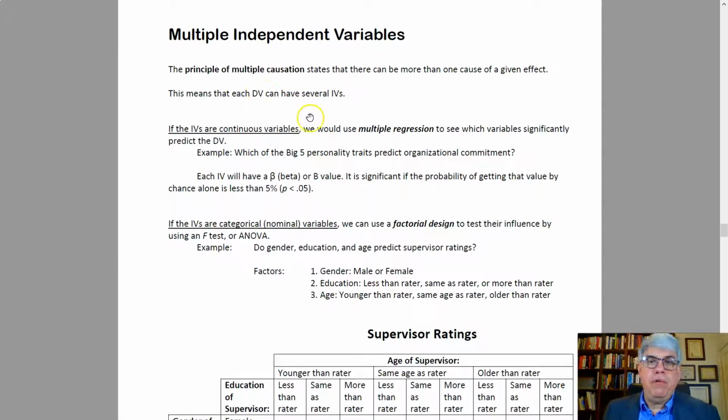Now, this relates to what's known as the principle of multiple causation. It states that there can be more than one cause of a given effect. And this is really important because there's a fallacy in our thinking that if something happened, there's one main cause and really only one cause of it. But that's not true. We look at all kinds of factors that can influence something. We live in very complex systems, and so there are many, many types of factors that influence different outcomes.